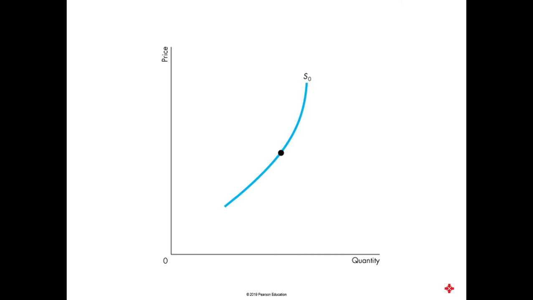So this is what your supply curve looks like. You've got price on the y-axis, quantity on the x-axis. So my supply curve is upward sloping. If the price goes up, there's going to be an increase in quantity supplied. If the price goes down, there's going to be a decrease in quantity supplied. That quantity supplied is only going to change with price.